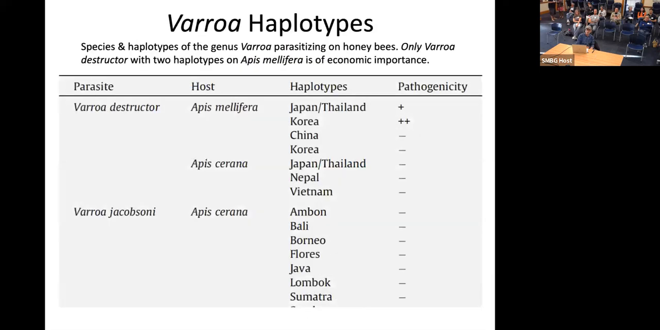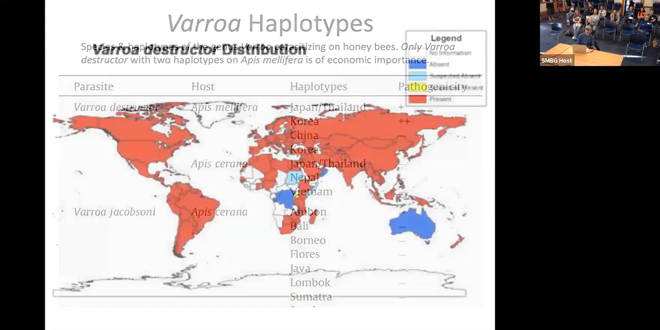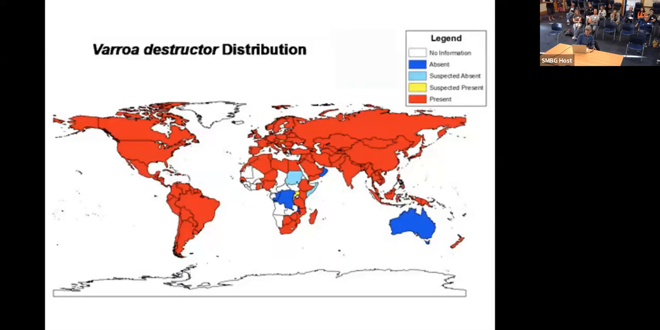There are 14 different types of Varroa variants, and the top on the left side is Varroa destructor, and below it is Varroa jacobsoni. And it turns out that only the Japanese and the Korean varieties cause pathology. None of these others cause the damage that the Varroa does. The Varroa destructor, I should say.